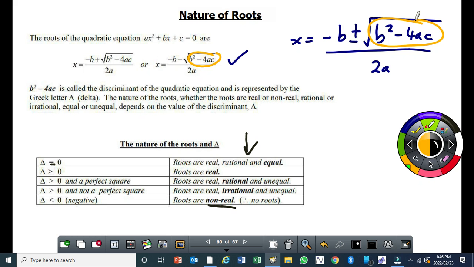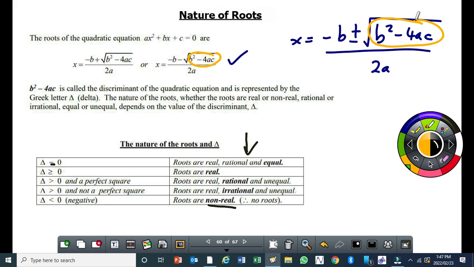If the discriminant is negative, you get non-real roots. If the discriminant is equal to 0 or greater than 0, you get real roots. Please be aware that your discriminant is this expression here. It's a binomial, b squared minus 4ac. That's the discriminant. Don't think about anything else, please.